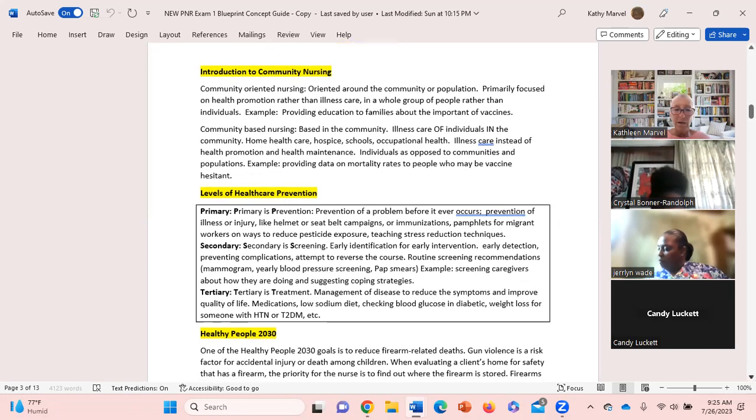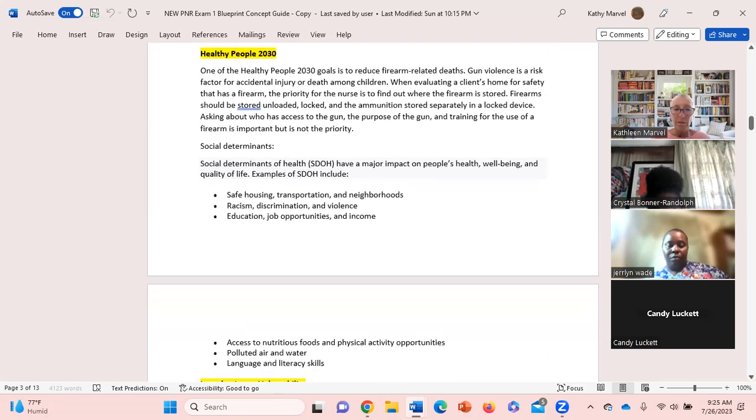Here's what you need to know about Healthy People 2030. One of the goals of Healthy People 2030 is to reduce firearm related deaths. Here's some information about how we reduce firearm deaths, or what their strategies are. Please be familiar with this paragraph. There is a question about gun safety.